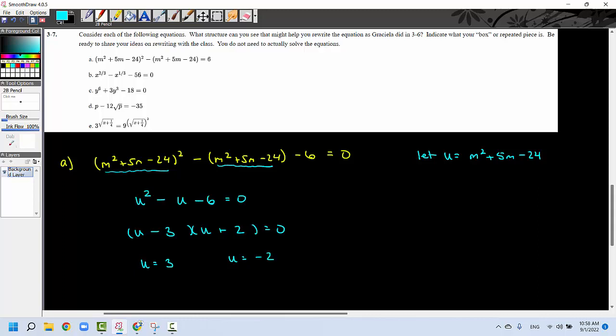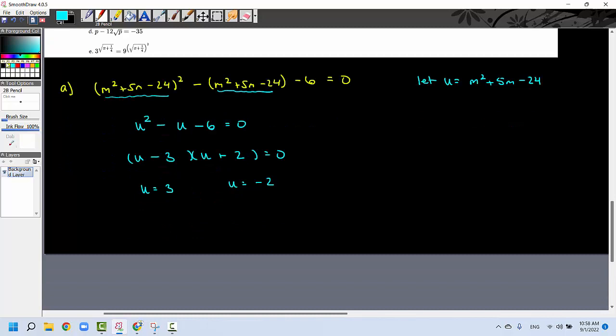But again, we weren't solving for u, so I want to make sure we're very clear about this. We were never solving for u, so these are not your answers. From here, I'm actually going to re-plug back in the m portions. So u really was m squared plus 5m minus 24, and that equals 3. And then here, m squared plus 5m minus 24 equals negative 2. So now from here, how do I solve this?